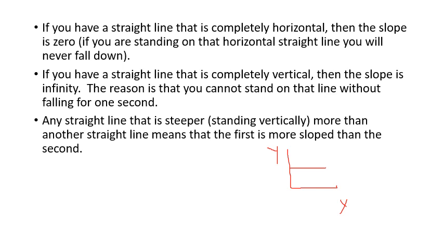What I'm going to be telling you is, imagine yourself standing here. This is Shireen standing here. Do you think I will ever fall? Definitely not. Why? Because it is flat. It is completely horizontal. It is parallel to the horizontal axis. In that case, we say that the slope is 0. The slope is 0 means that if you are standing on that line, you will never fall.